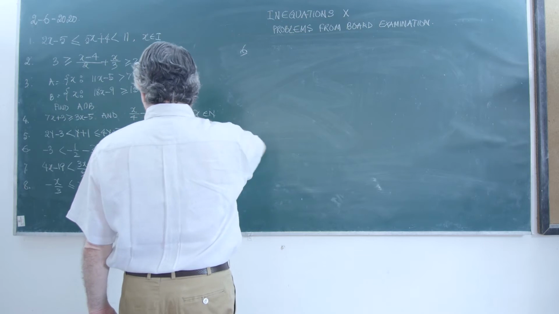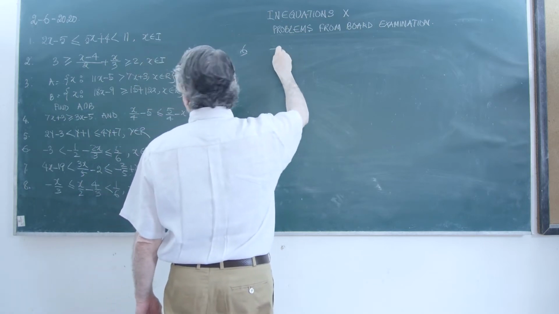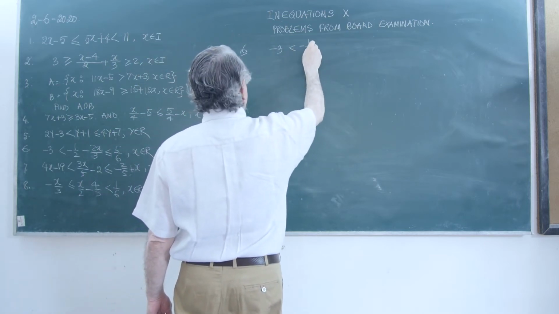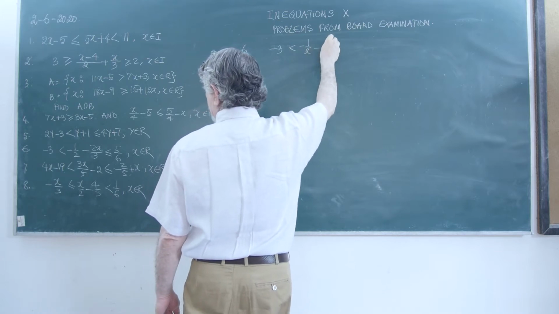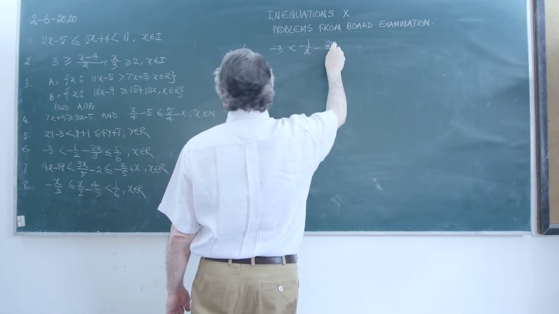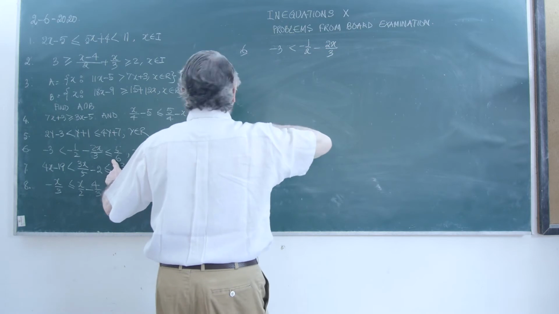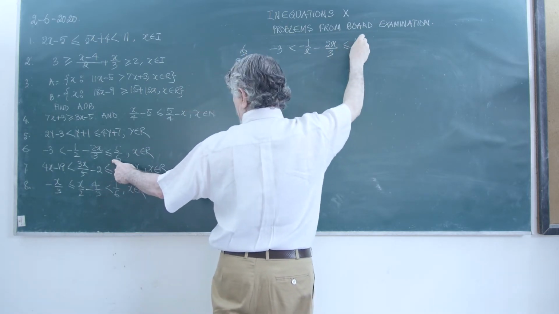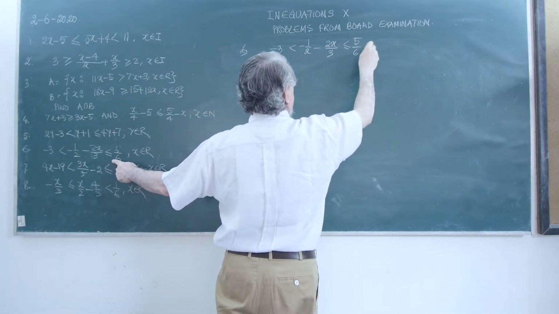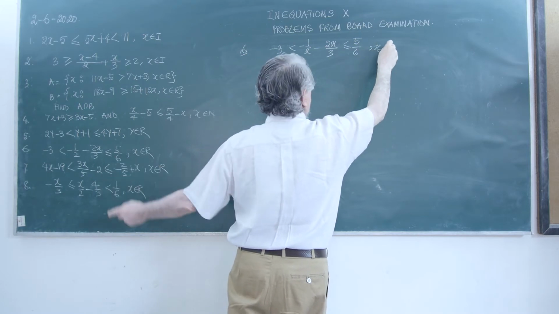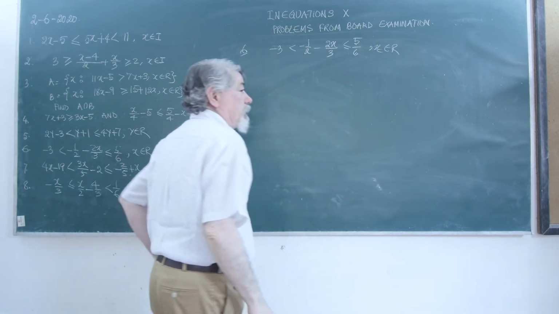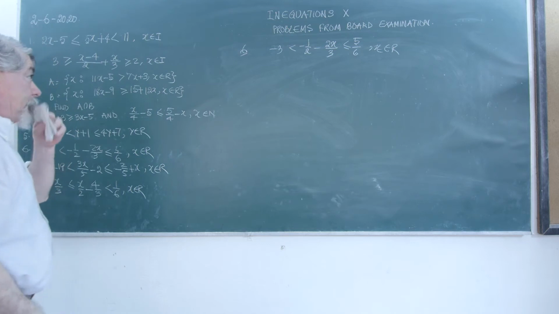Let's see question number 6. Minus 3 minus 1 upon 2 minus 2x upon 3 is less than or equal to 5 upon 6. x belongs to the set of real numbers.